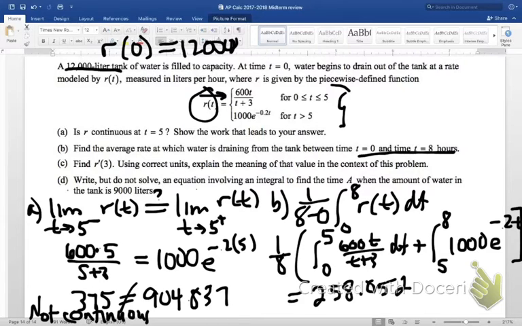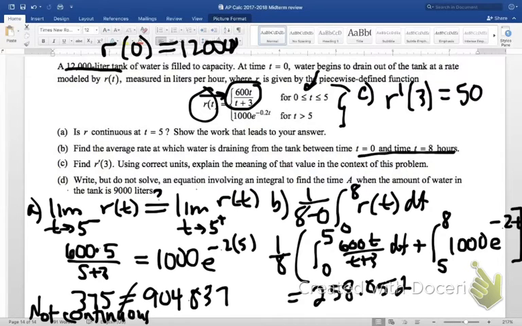Okay, so I need to erase that to be able to do the rest. The next one, you're finding R prime of the rate, and using units, explain the meaning of that value in the context of the problem. So for part C, I can actually do it up here. R prime of 3 is in this interval, so you're going to do basically the derivative of that. All right, plug it into your calculator. So R prime of 3, when you plug that in, that is 50.